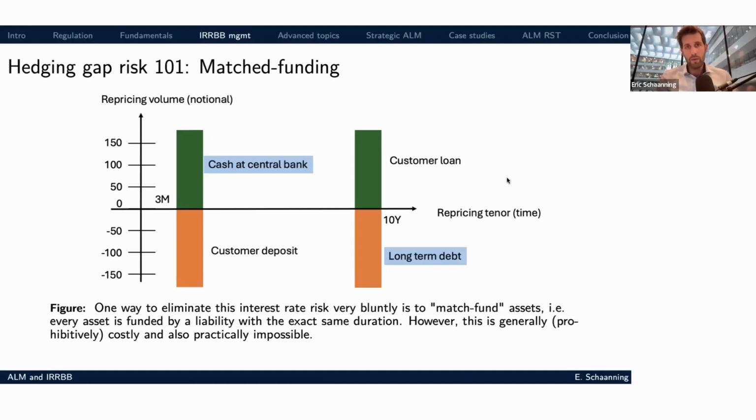This looks fine and well in theory, but actually it's not going to work in practice because for one, you will not be able to match fund every customer loan. So you'd have to issue a bond for every single customer loan. Ironically, that's what happens in Denmark. So every mortgage has a bond issued, and then there's mortgage auctions, but that's a very peculiar housing market. Most global markets don't work like that.